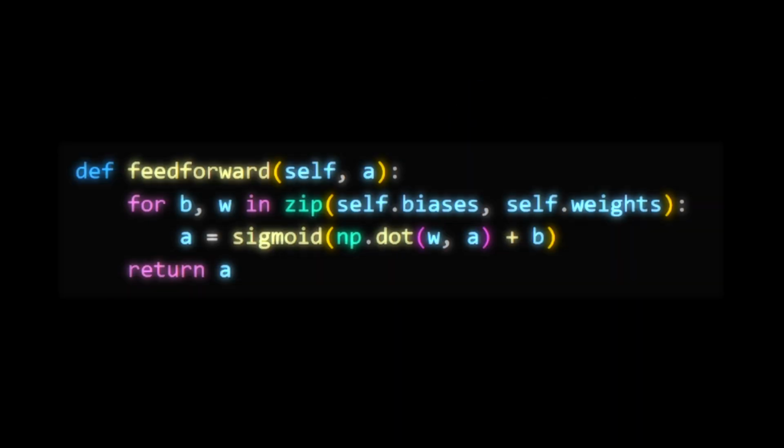Feed forward is fairly simple. We just go layer by layer and apply weights, biases, and the sigmoid function accordingly.